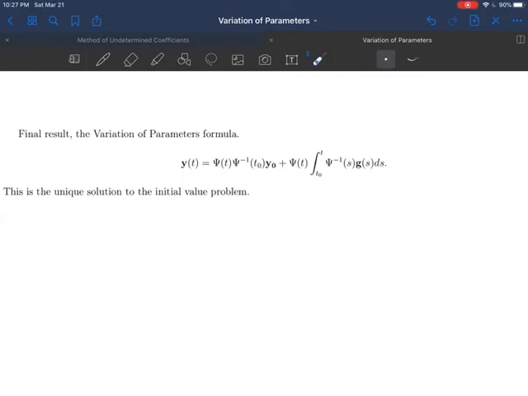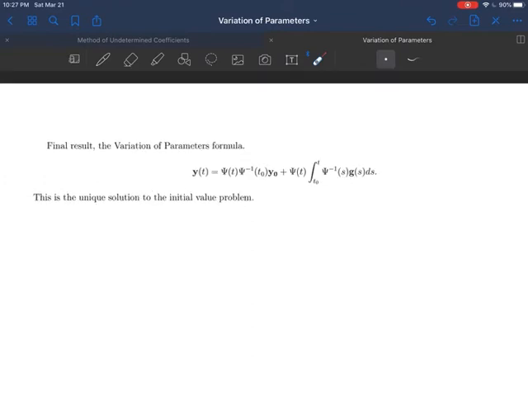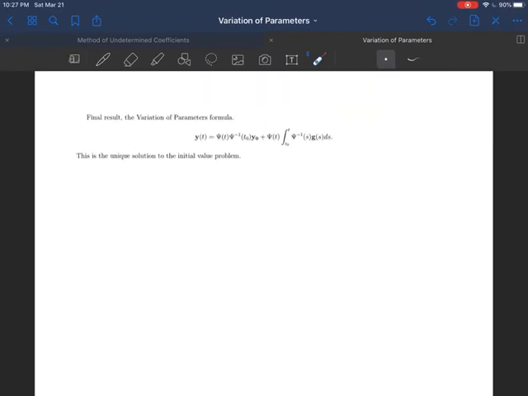This formula is also useful for proving theorems because you know that you have a nice formulaic version of the solution that you can just use and prove properties about. So that's the variation of parameters formula.